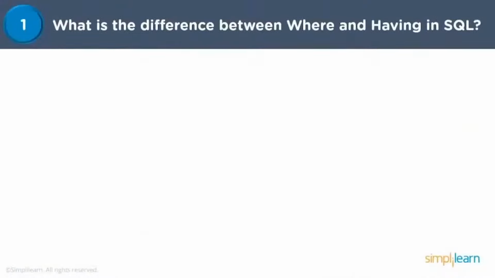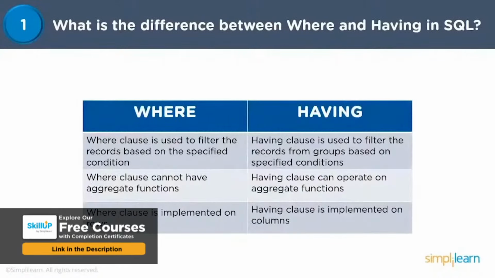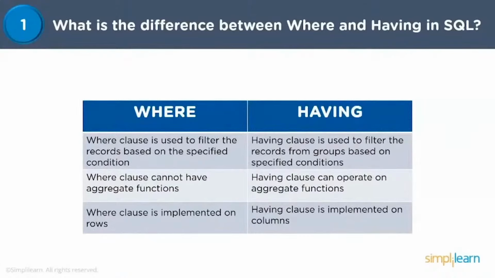Okay. So our question is, what is the difference between where and having clause in SQL? The where clause is used to filter the records based on the specified condition, while the having clause is used to filter the records from groups based on specified conditions. You need not worry, we'll do the demo for where and having clause using the employee table.